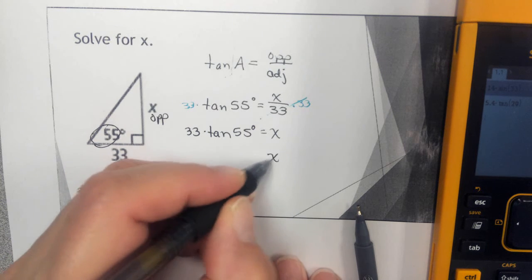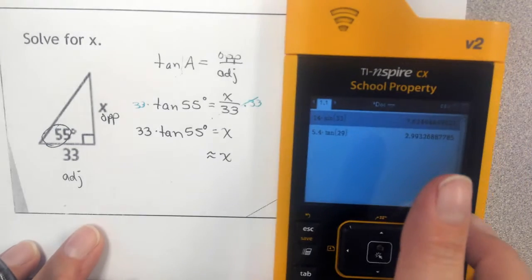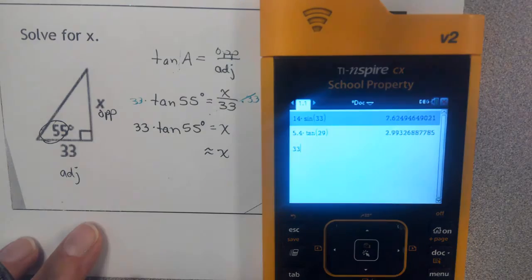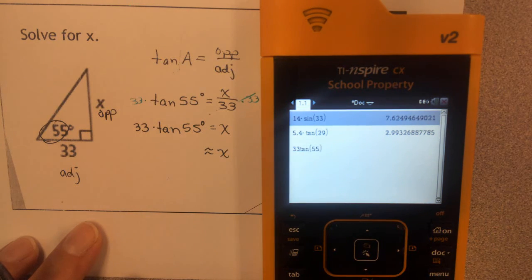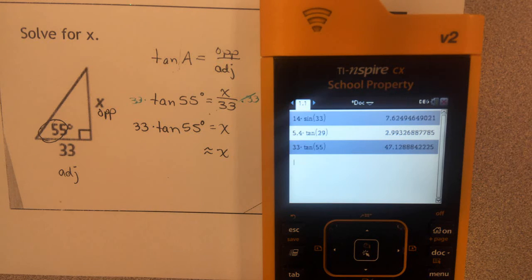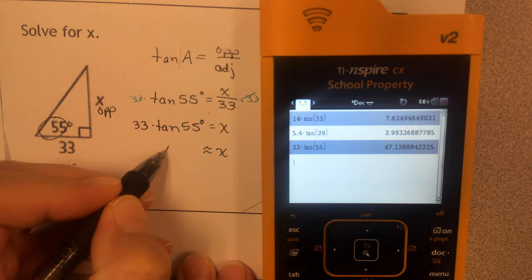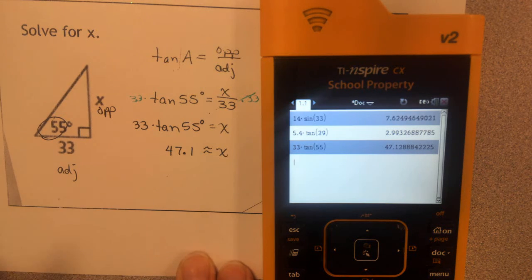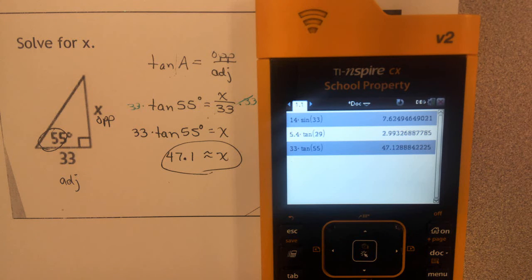You do it, and I'll catch up with you. So to the nearest tenth, what do we have? 47.1 of some unknown unit.